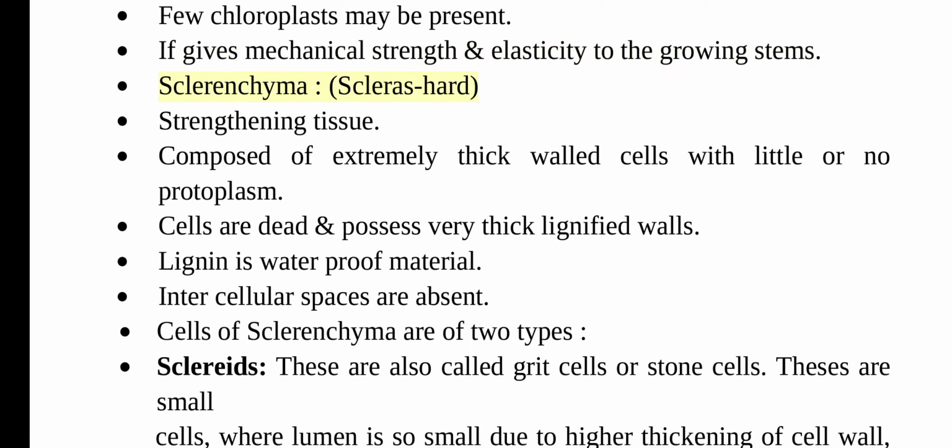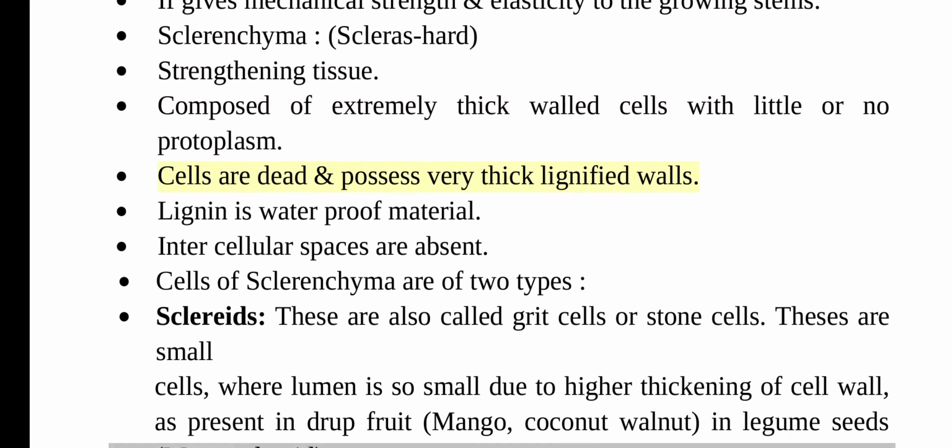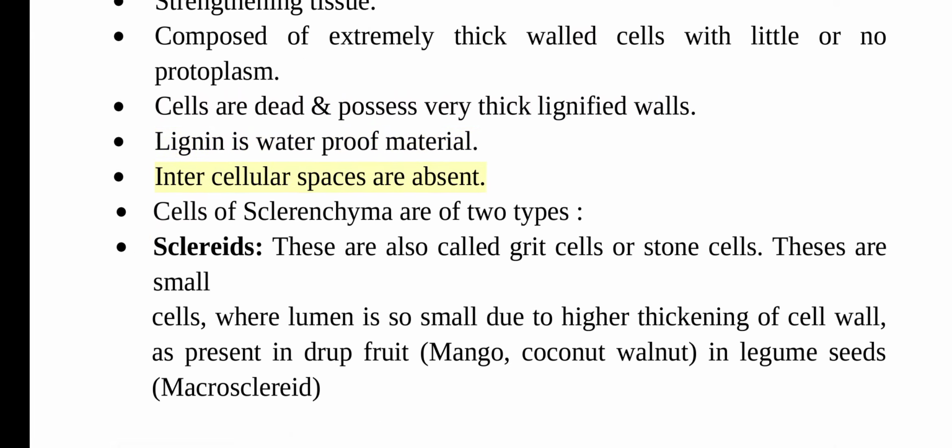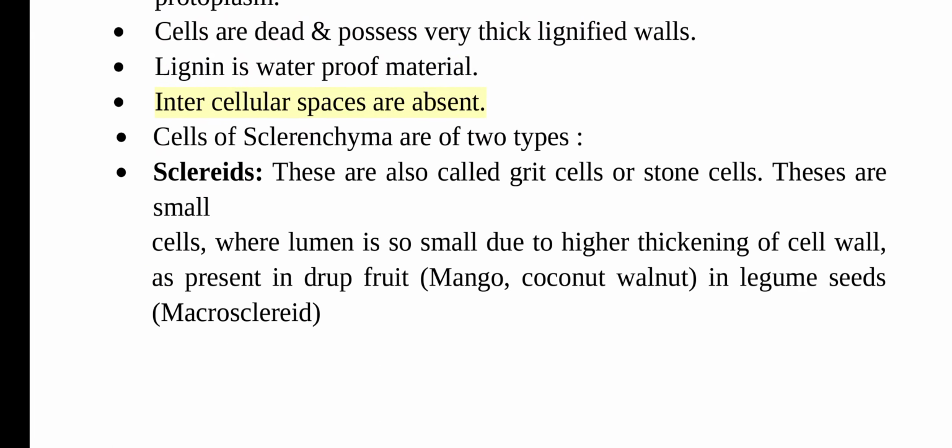Sclerenchyma, skleros means hard. Strengthening tissue. Composed of extremely thick-walled cells with little or no protoplasm. Cells are dead and possess very thick lignified walls. Lignin as waterproof material. Intercellular spaces are absent. Cells of sclerenchyma are of two types.